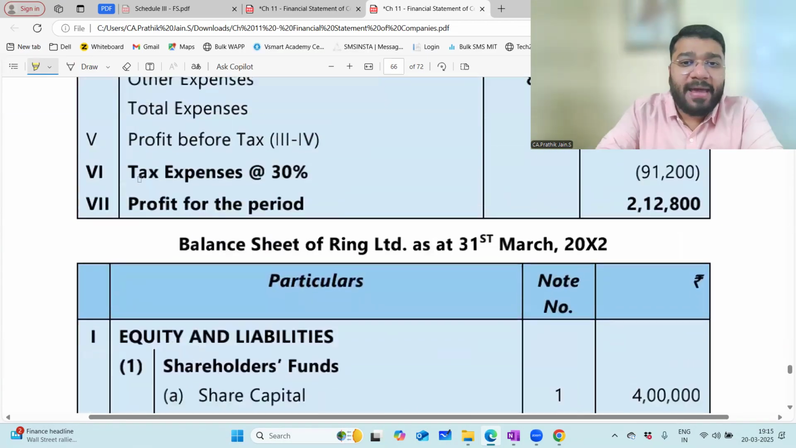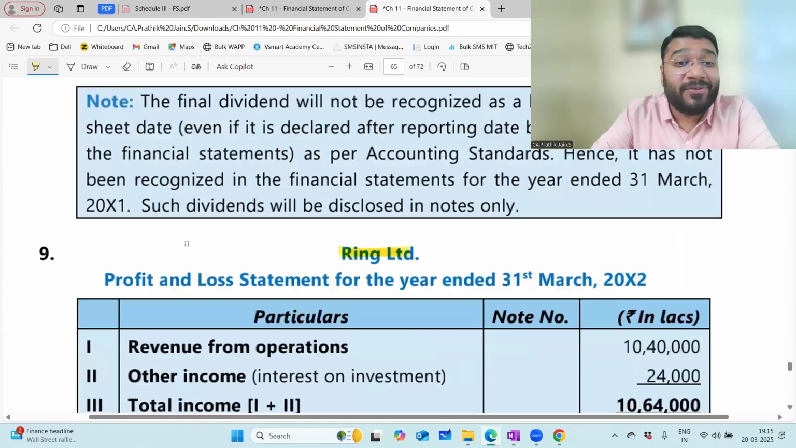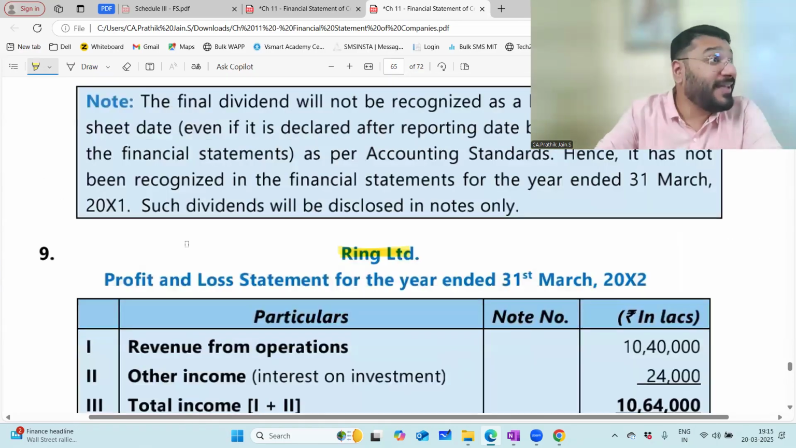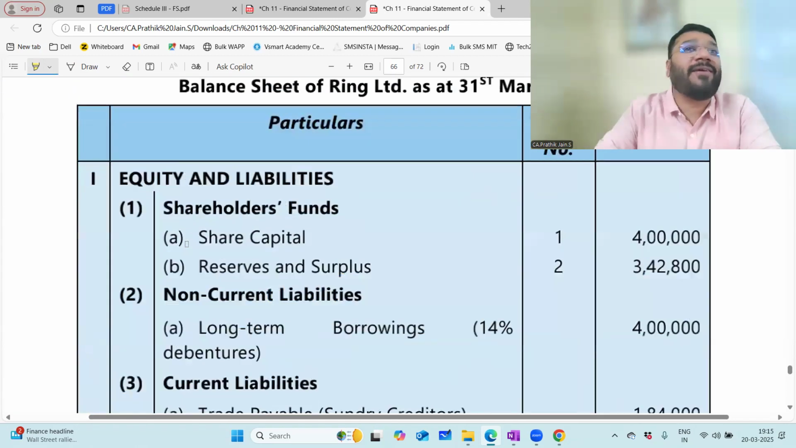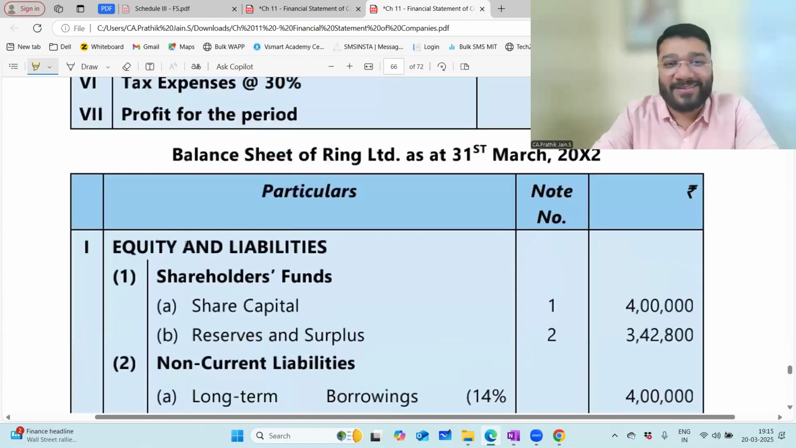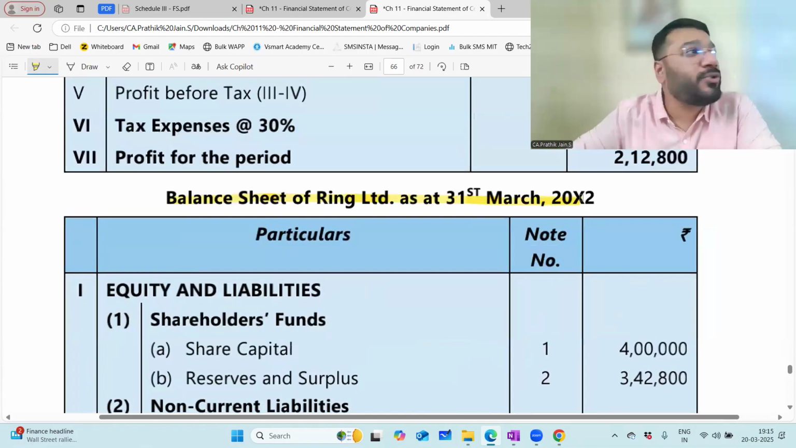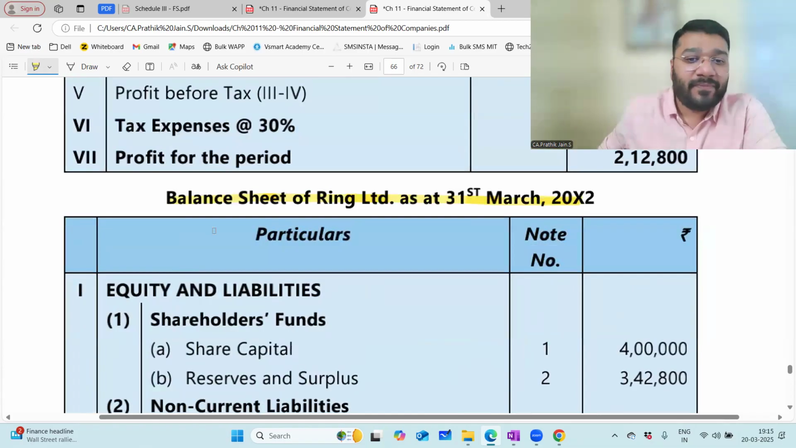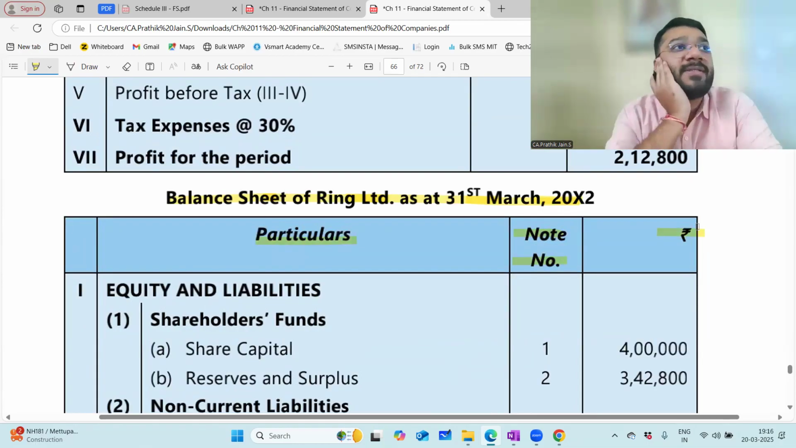Then balance sheet. What they've done here, you see? P&L they have done first, and then balance sheet. Note number, how they have given? They've given it reversed. Balance sheet of Ring Limited as at 31st March 2002. Particulars, note number, rupees. Fast people, fast.